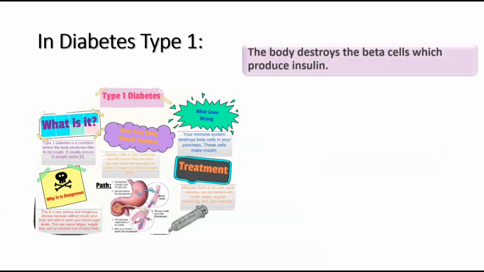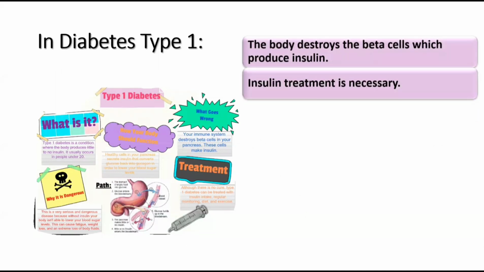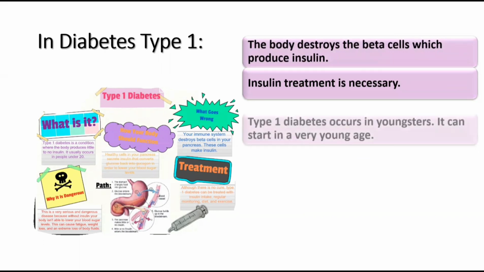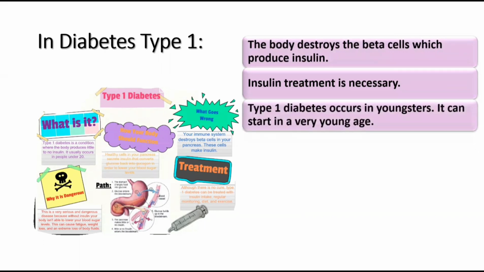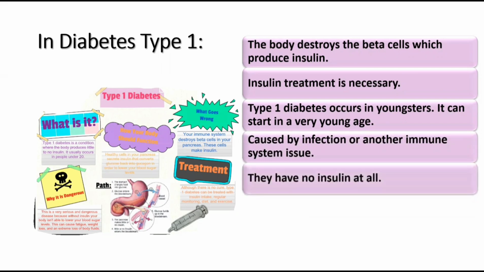In diabetes type 1, the body destroys the beta cells which produce insulin. Therefore, you need insulin treatment. Type 1 diabetes occurs in youngsters and can start at a very young age. Perhaps they had a virus infection or another immune system issue. In that case, the beta cells which produce the insulin in the pancreas gland get killed by the virus, or they can get killed as a consequence of an infection, called an immune response.